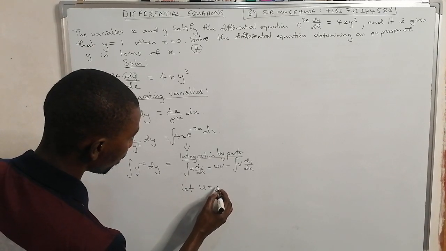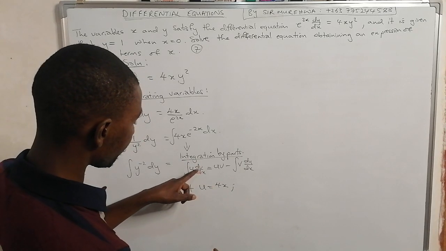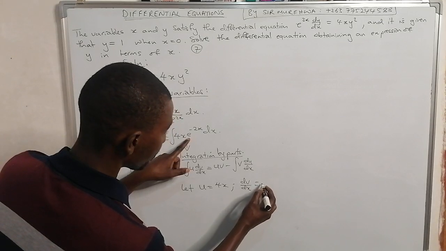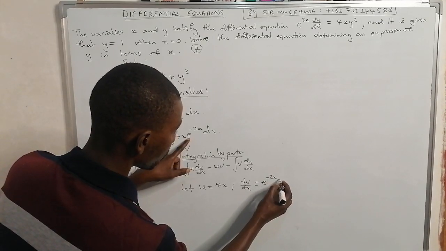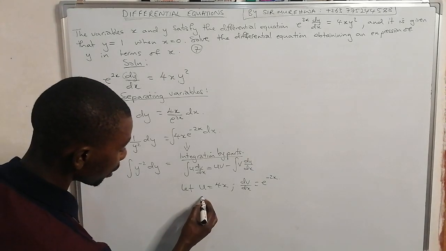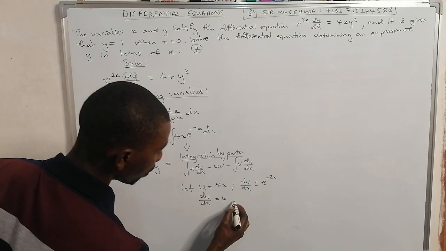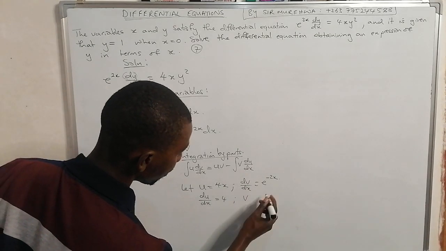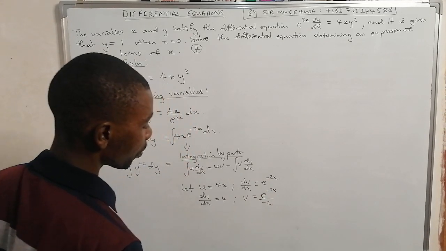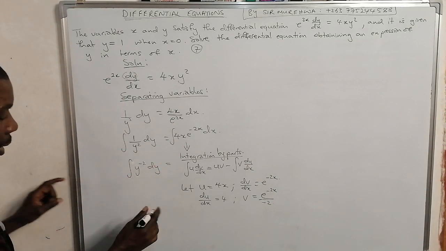So in this case, we are going to let u be 4x, and dv/dx becomes e to the power negative 2x. So here we differentiate this one: du/dx is equal to 4. Then our v, we integrate this one: it will be e to the power negative 2x over negative 2.